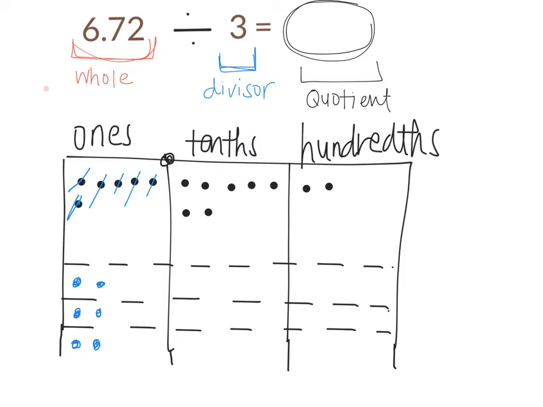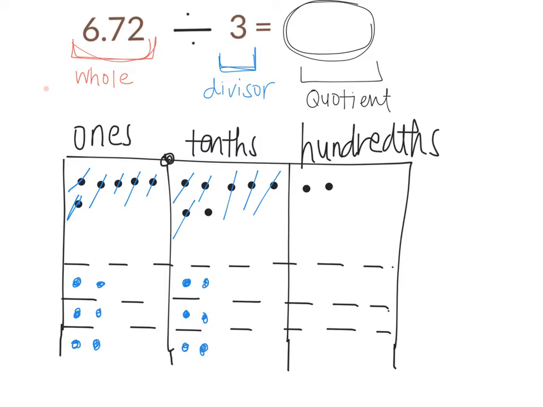Okay, let's move on to the tenths. So I'm going to cross out the first tenth and put it in my first group. Second one, I'm going to put it in my second group. Third one in my third group. Do I have more that I can share? How many more tenths do I have? 4 more tenths. How many groups am I trying to share them into? 3. Do I have enough to give 1 to each group? Okay, let's do that. So 1, 2, 3.